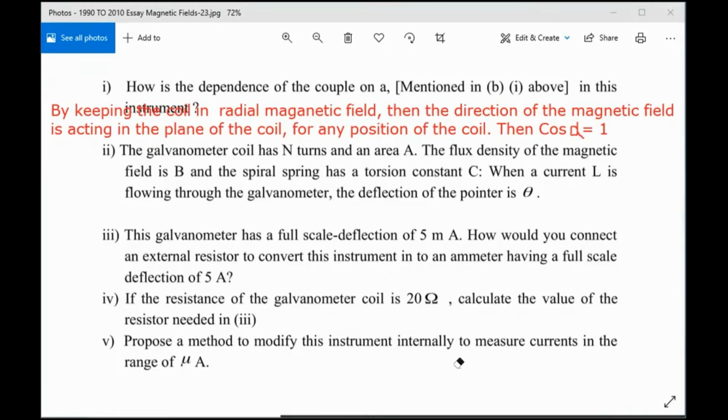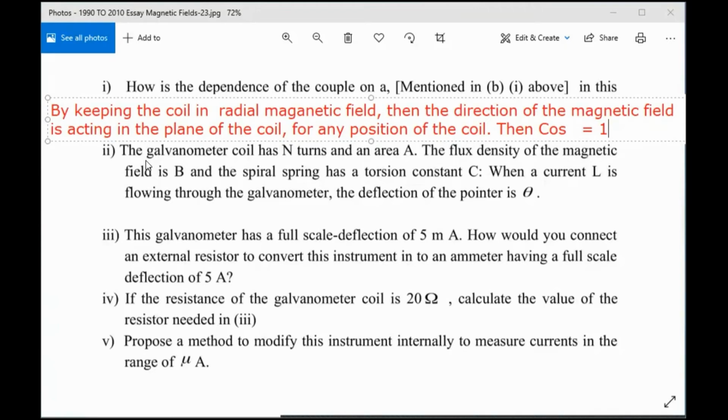What is the answer for Roman number 1? By keeping the coil in a radial magnetic field, the direction of the magnetic field is acting along the plane of the coil for any position of the coil. Then cos alpha becomes 1, because alpha is 0 there.